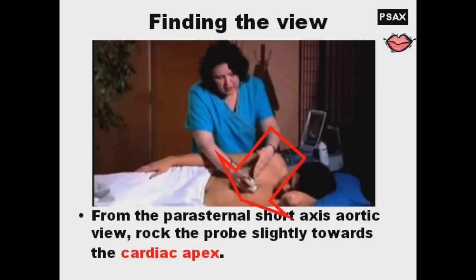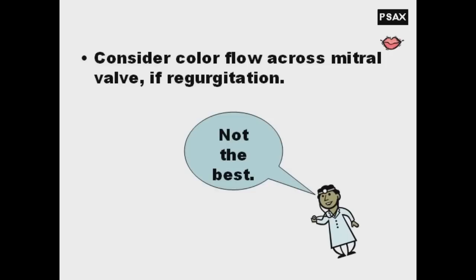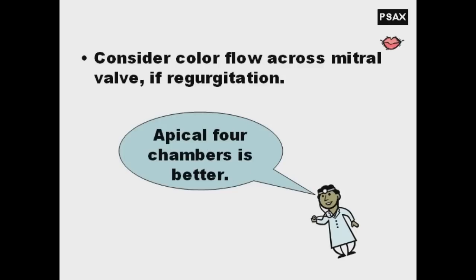Rock the transducer a little in the lateral inferior direction. It is a very little movement. If you move too much, you can lose the whole parasternal view. Planimetry is a procedure to measure the area of the mitral valve when there is stenosis. The short axis mitral view is not the best. Apical 4 chambers is better.